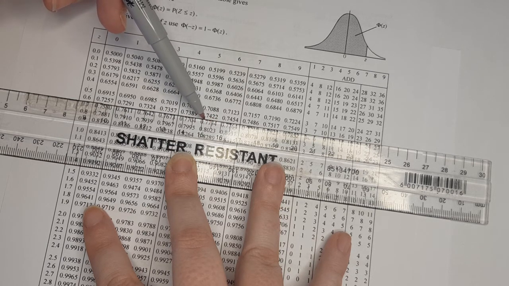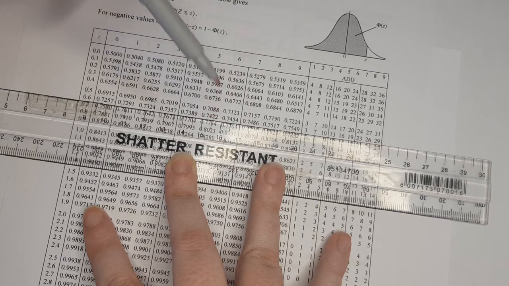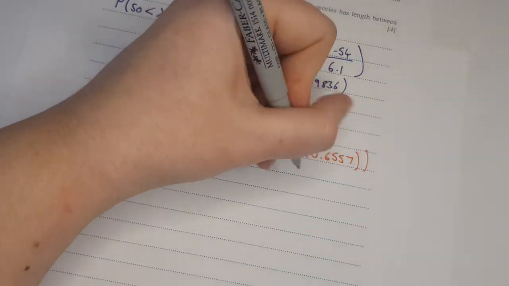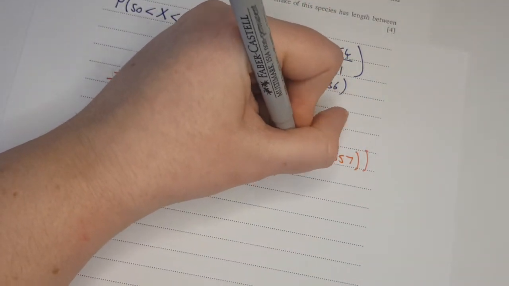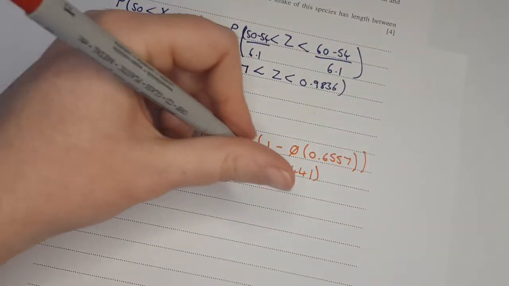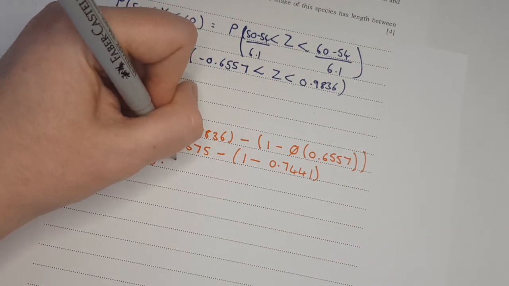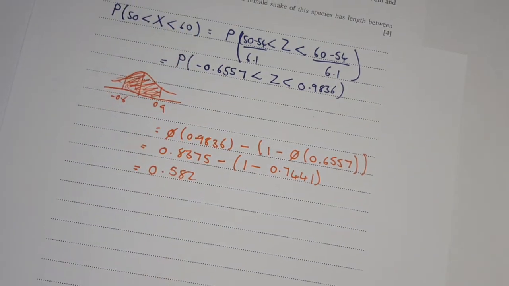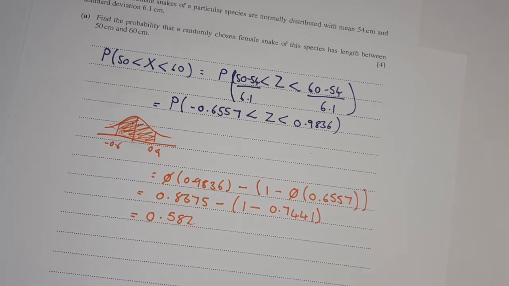So I've got 0.7441. So there I say minus 0.7441. And when I type that in my calculator, I get my final answer of 0.582. Okay, so that's when we're dealing with things that are in between.